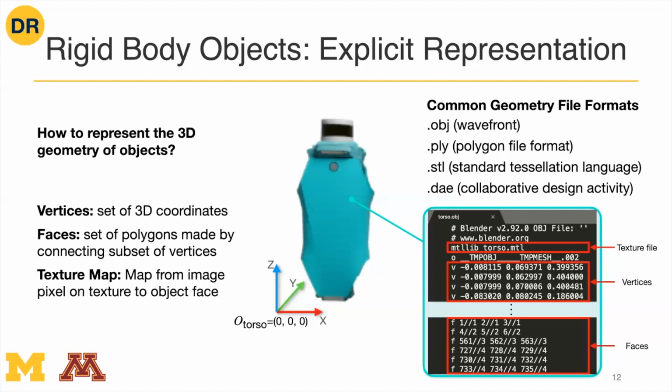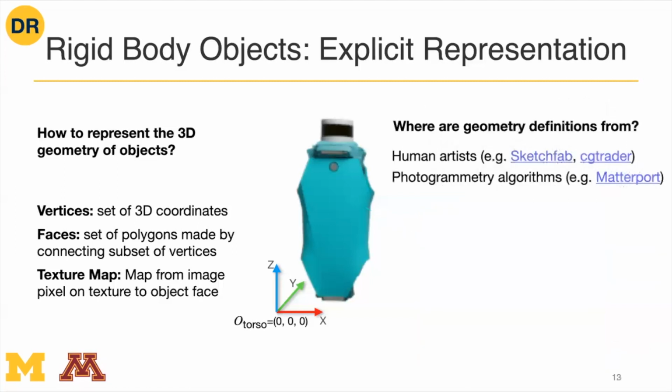Okay, so now that we have this explicit representation set up, where we have a set of vertices and faces that make up the overall surface of our geometry, we can use a texture mapping to describe color information or patterns that would exist on the surface of our geometry. One other quick point on these geometry definitions is it's worth thinking about where they actually come from, because they're pretty expensive to create, right? So you can imagine if you're wanting to describe all the vertices on this torso, there can be thousands or tens of thousands or maybe even hundreds of thousands if you have a complex enough geometry. So it can be a really expensive process to set these up.